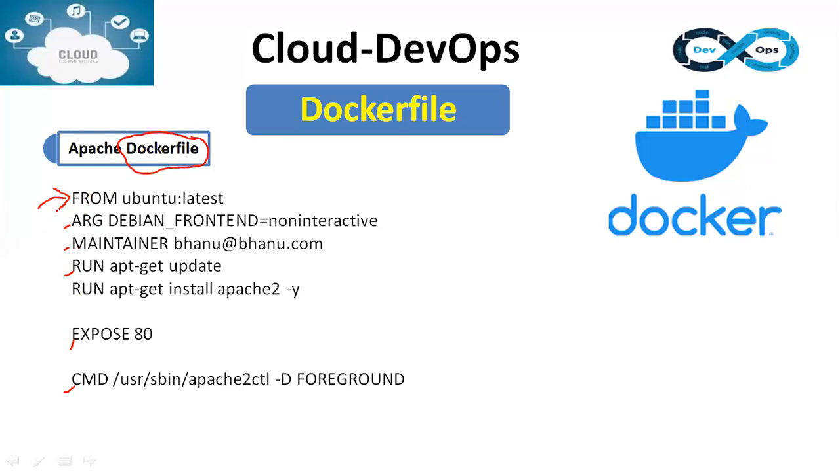FROM indicates what base image you want to take. In this case, I have taken Ubuntu as the base image. And then ARG, that is argument. Whatever argument you want to define, you can define like this. MAINTAINER is nothing but the name of the person who is writing the respective Dockerfile, or you can mention the email ID. So these are all basically shell script commands which you need to write in Dockerfile format.